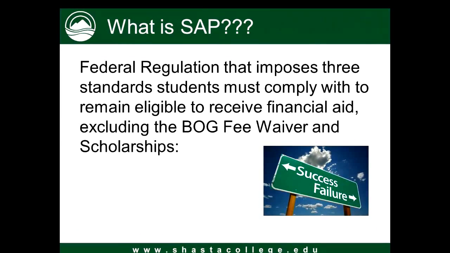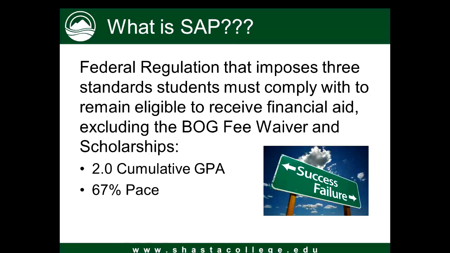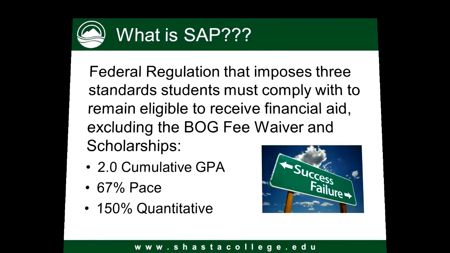First, let's discuss what SAP is. SAP was established by the Department of Education to encourage students to stay on track and achieve their educational goals. The Department of Ed has mandated three standards that students must comply with to remain eligible to receive financial aid, which are a 2.0 GPA, 67% PACE, and 150% quantitative standard. In the next few slides, we will cover each more in depth.